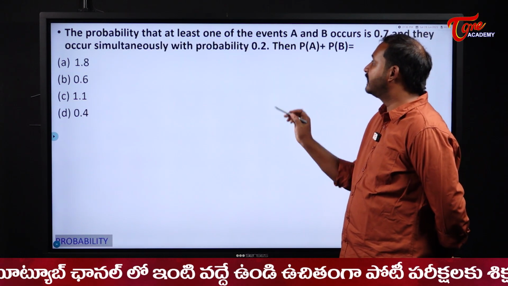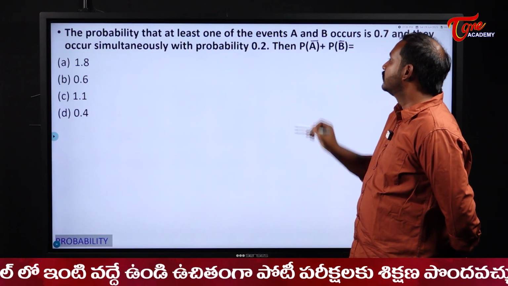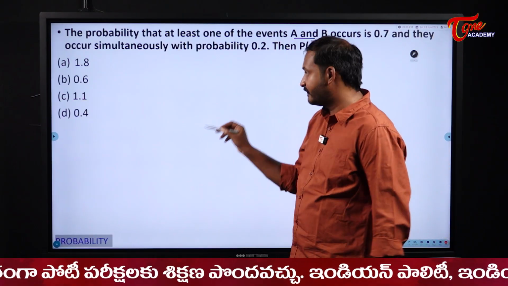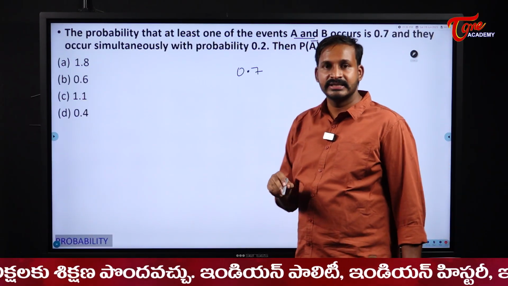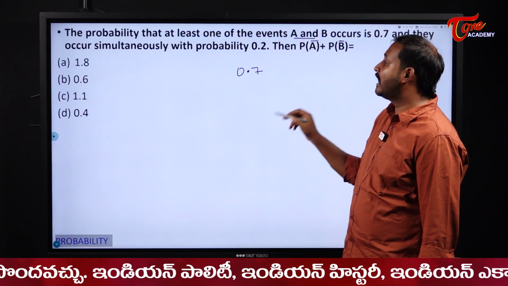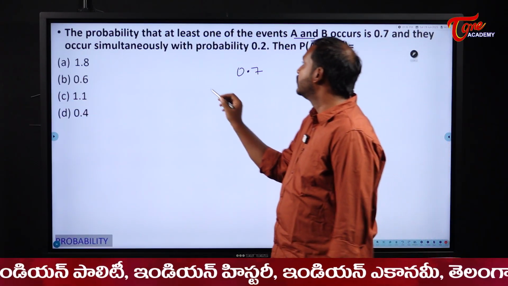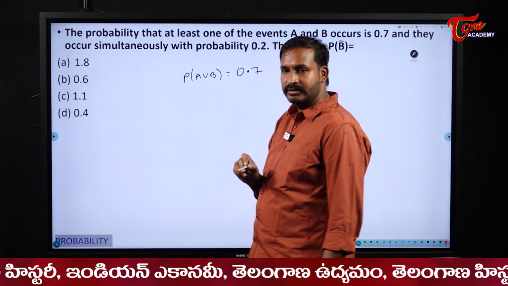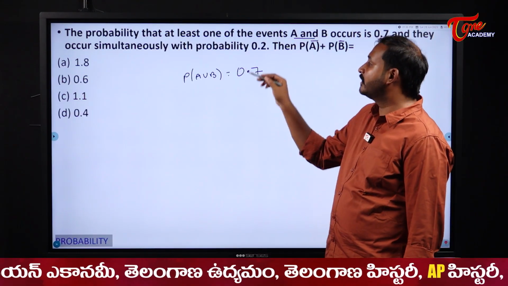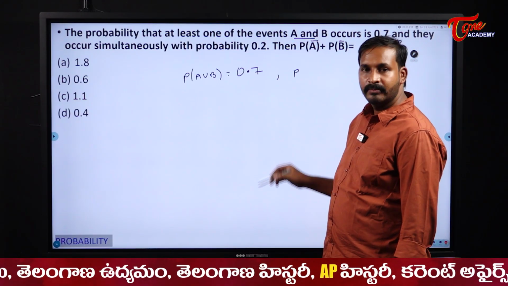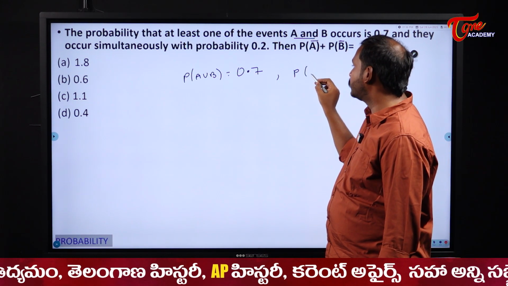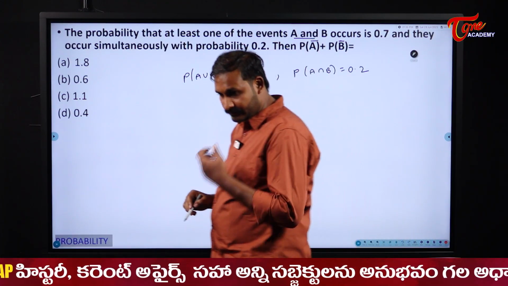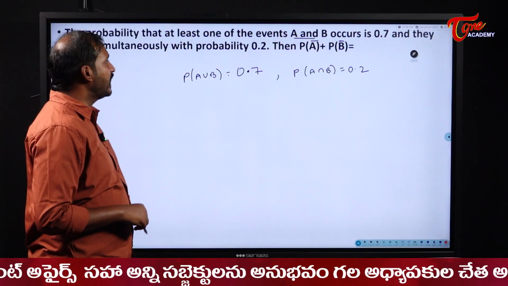The probability that at least one of the events A and B occurs is 0.7, and they occur simultaneously with probability 0.2. That means, see here students, probability of A union B, A or B, is 0.7. And the probability of both happening together, that means A intersection B, is 0.2.